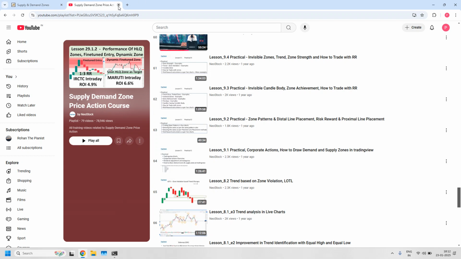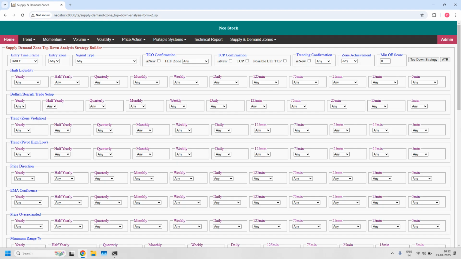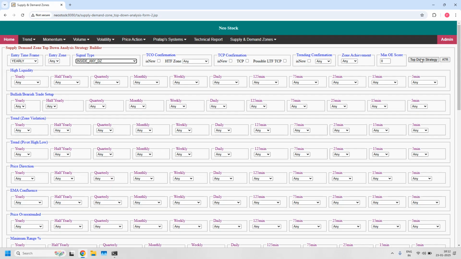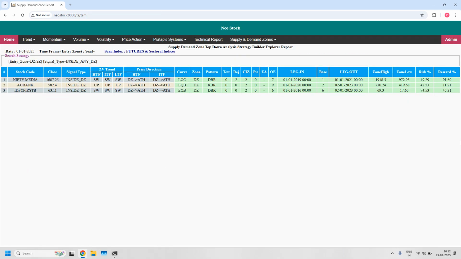Now let's get into the report generation. First I'm going to generate stocks near demand and supply zones and also price closed inside the demand and supply zones for higher time frames. Let me start with the yearly time frame. Price closed inside the yearly demand zone. 3 stocks are filtered.